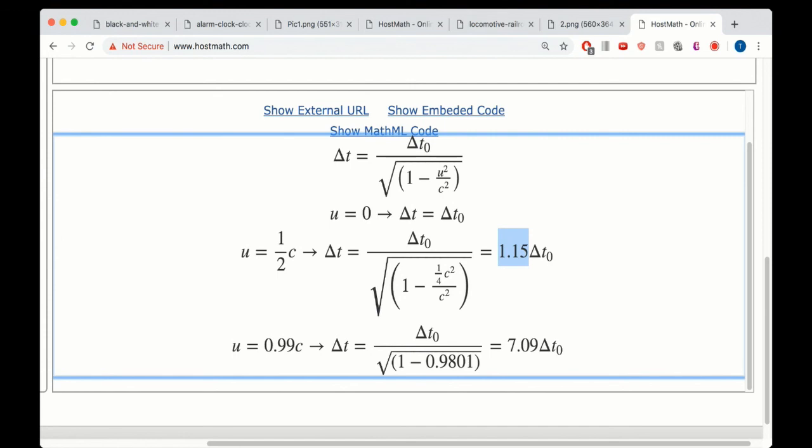Similarly, if we go to an even more extreme case, where u, or the horizontal speed, is 0.99 times the speed of light, we get that the time measured by an observer outside the train appears to be 7 times as large as inside the train. The net effect of this is that an observer outside the train sees that time inside the train seems to appear much slower.